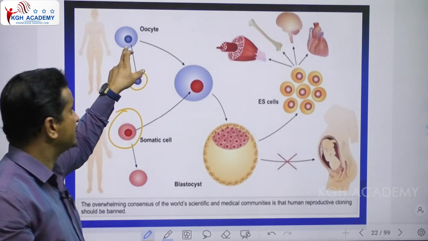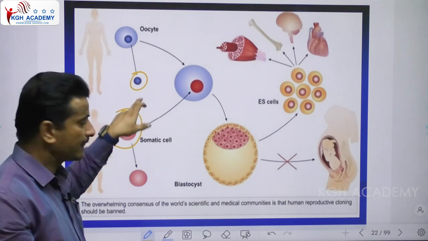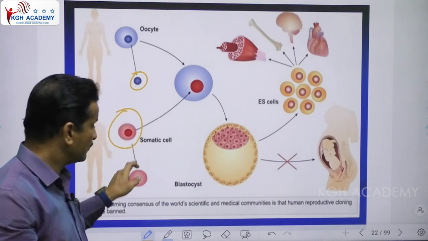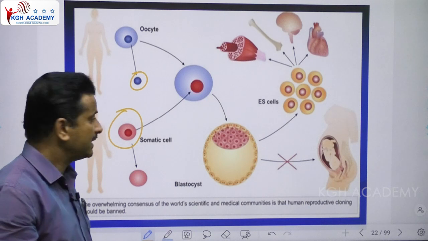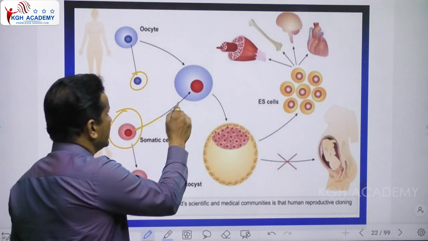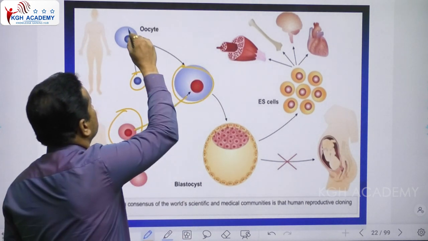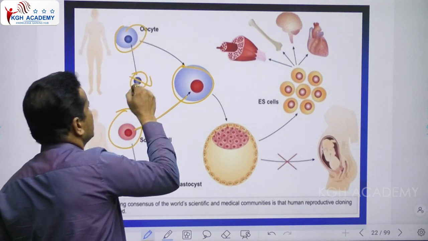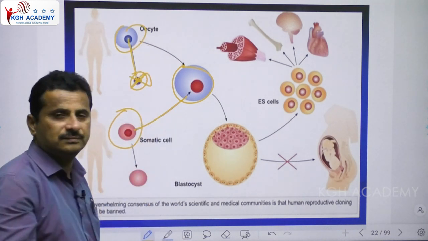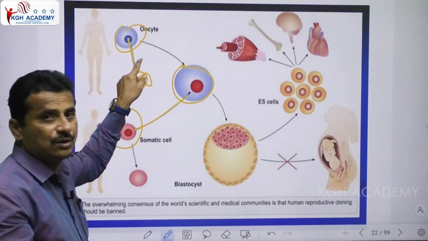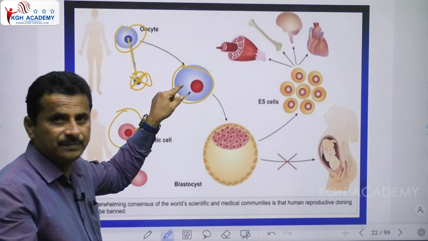Once again, this is the egg cell, and its nucleus is removed. And this is the somatic cell, and its nucleus is removed. They transferred this somatic cell nucleus into the egg cell. This cell, they removed this one. They separated this nucleus. Oocyte means egg.